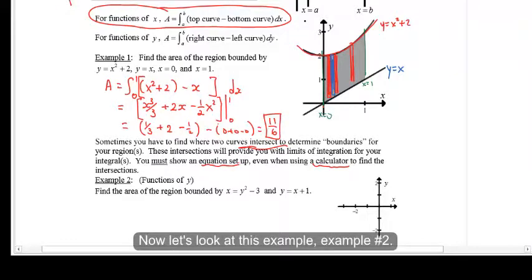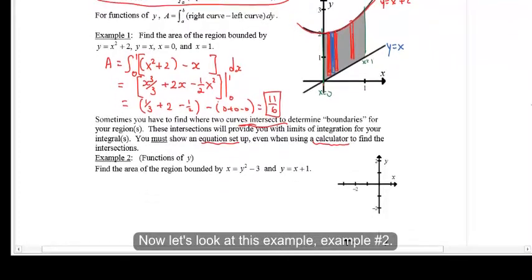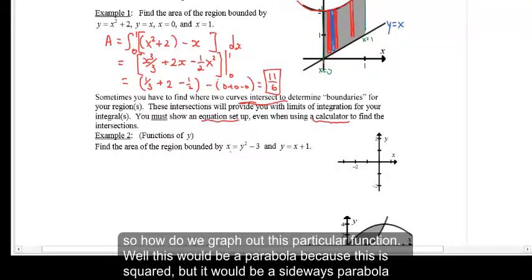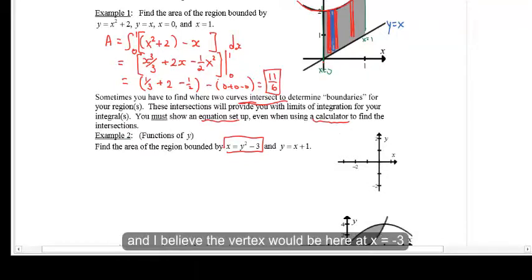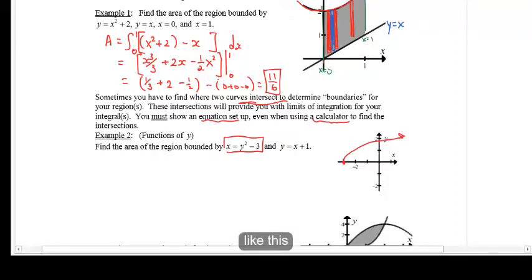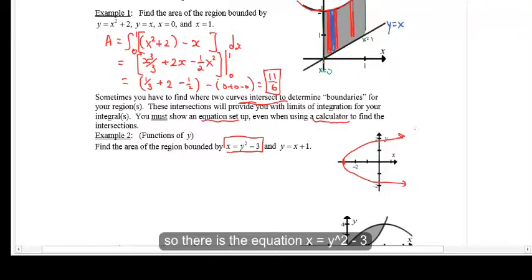Now, let's look at this example, example number 2. Some twists here. Notice this one has a function of y, meaning instead of having y equals something, it's now x equals something. So how do we graph out this particular function? Well, this would be a parabola because it's squared, but this would be a sideways parabola. And I believe that the vertex would be here at -3. And if you think about what's going on, you'll have a sideways parabola like this. So there's the equation x equals y squared minus 3.